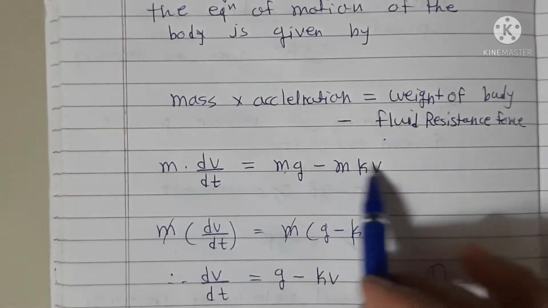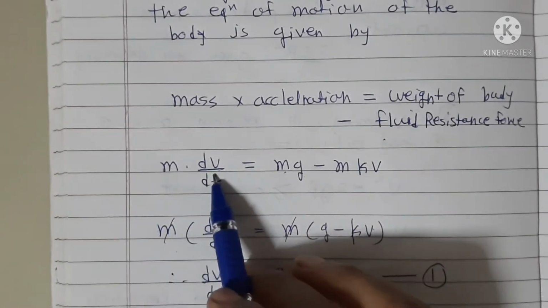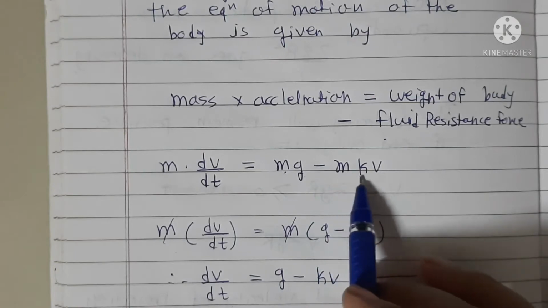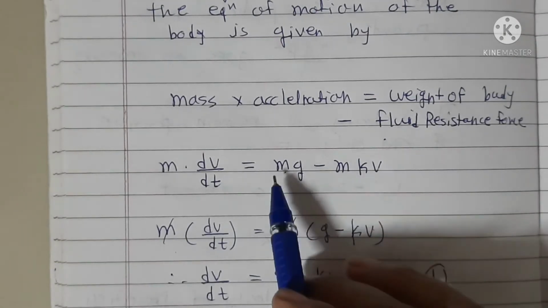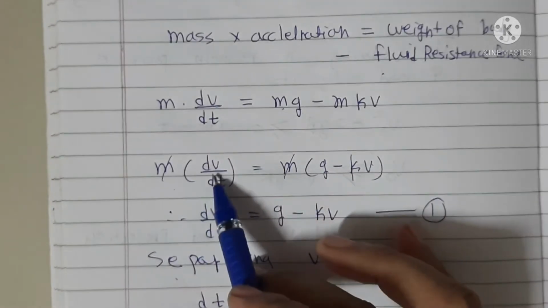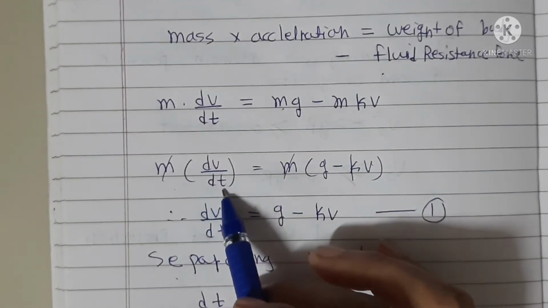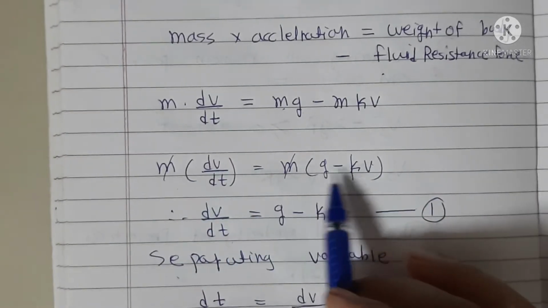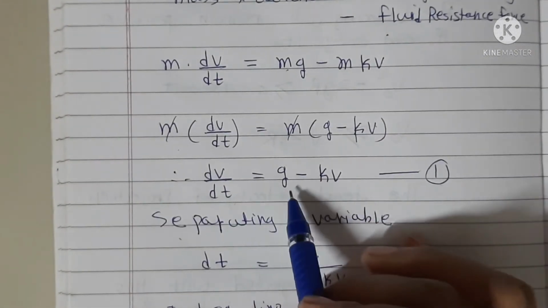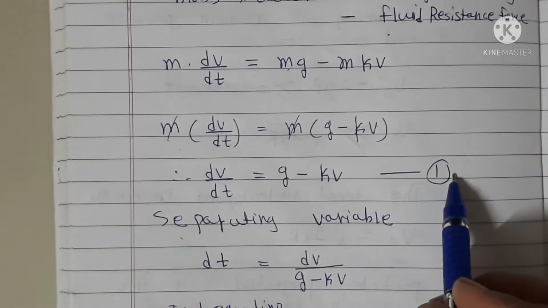Now the equation of motion is m into dv by dt is equal to mg minus mkv. Taking m common from each side, it gets cancelled. Therefore we get dv by dt is equal to g minus kv. This is equation 1.